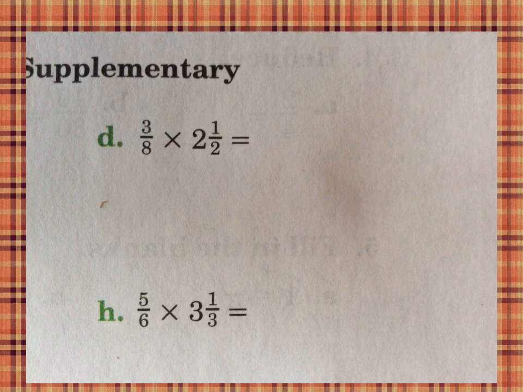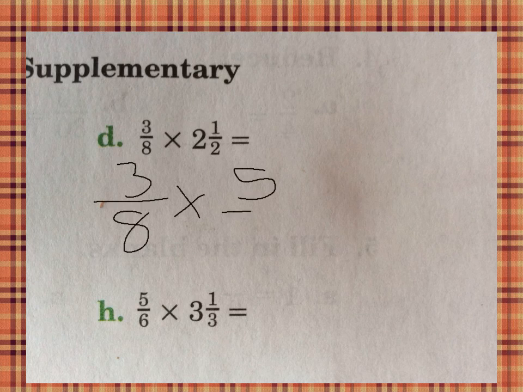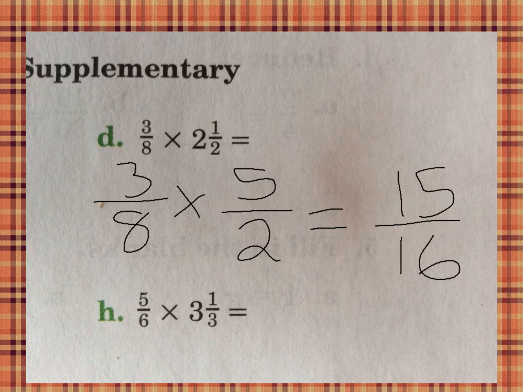D. I'll bring down the 3/8. Bring down the multiplication symbol. And I'll do 2 times 2 plus 1. It's 5 over, and keep my denominator as a 2. Again here, nothing can be cross-canceled, so we're going to multiply straight across. 3 times 5 is 15. 8 times 2 is 16. And our answer is 15/16.